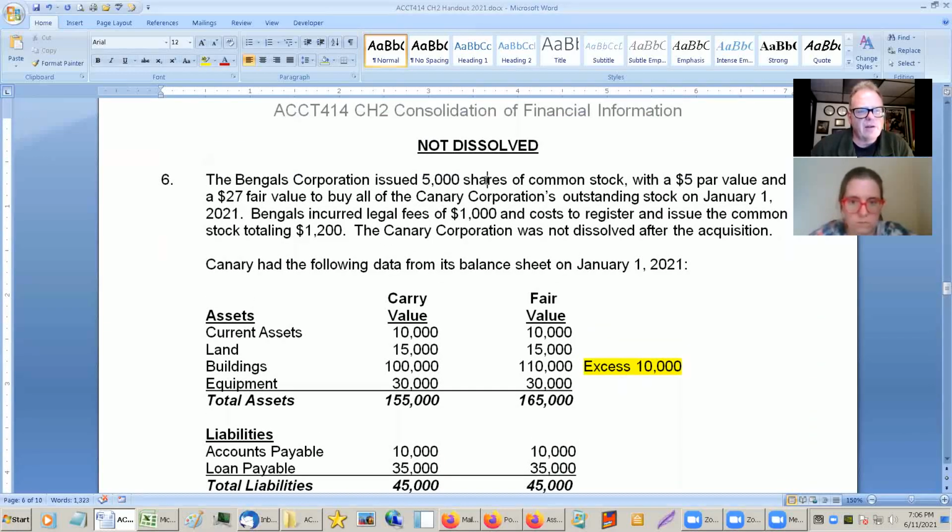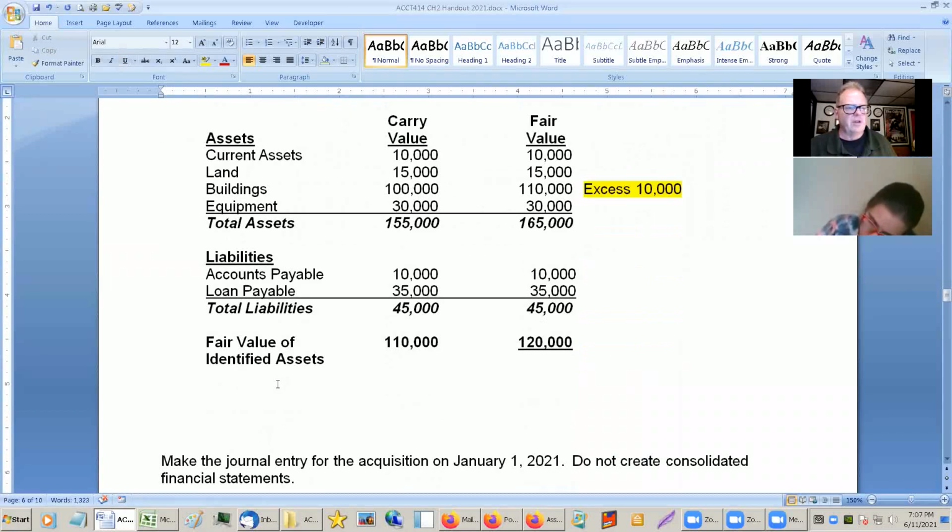Okay, so they have a corporation that issued 5,000 shares. It was $5 par value. The market fair value was $27, and they gave them 5,000 shares. Okay, so the consideration given here would have been stock.